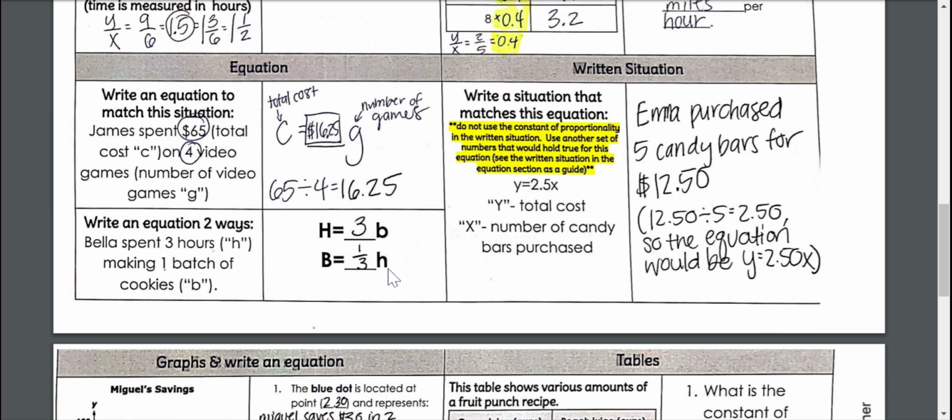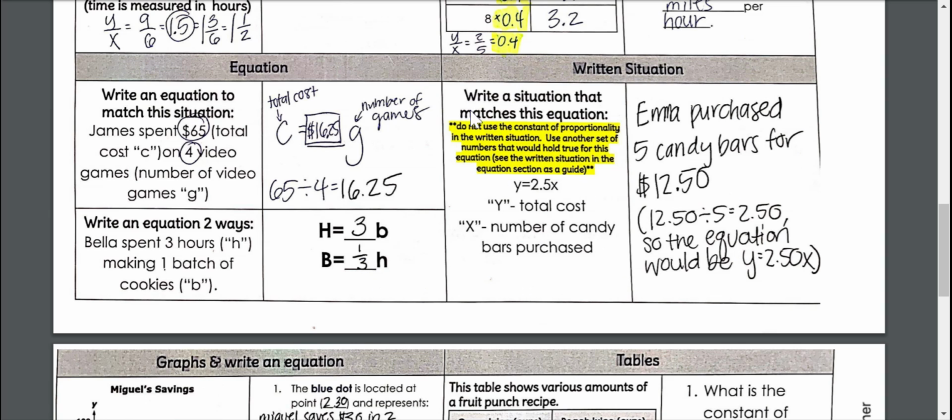Now if we were to flip and put the variables in a different order, the batches, in this case 1, is equal to 1/3 the number of hours. So really, once you have this one, the little trick is that if you switch the variables, it's going to be the reciprocal, right? 3/1, 1/3, those numbers are reciprocals.